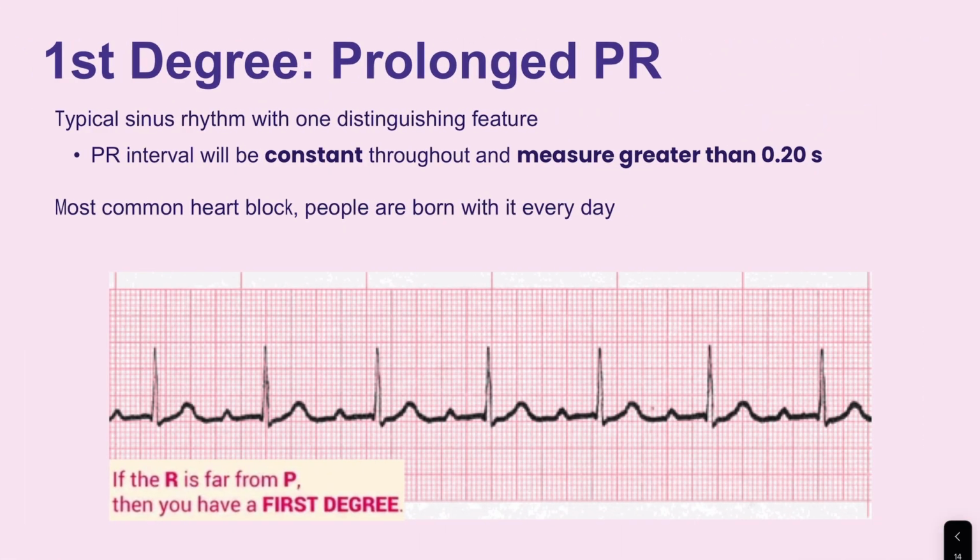All right, 1st degree. The whole thing here is our prolonged PR interval. This is typical sinus rhythm. The one feature is that the PR interval is going to be constant, and it's going to be greater than 0.20 seconds. This is the most common heart block. People are born with it every day. If we look at our PR and compare it across the line, we're going to see that it is long, but it is constant as we go down.